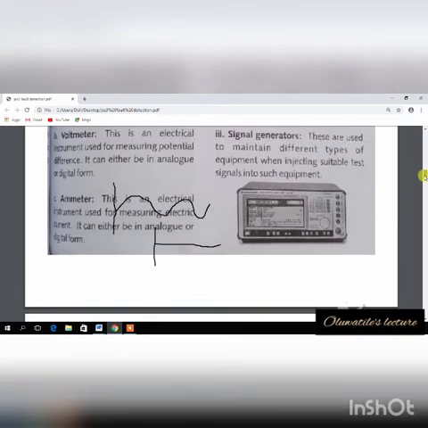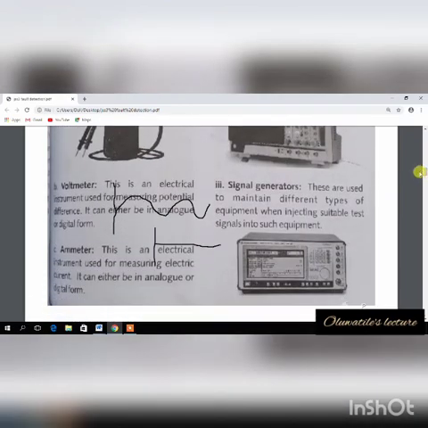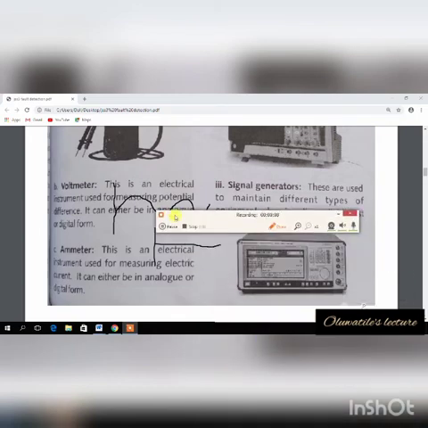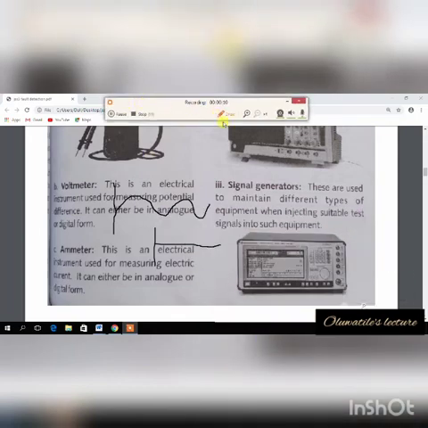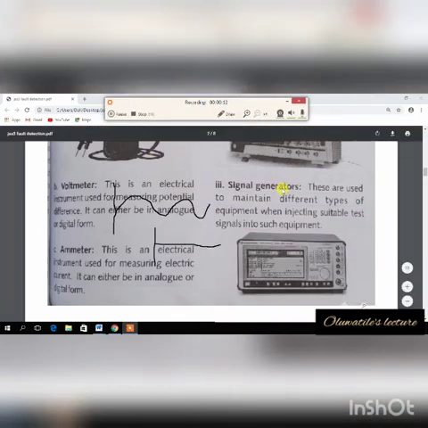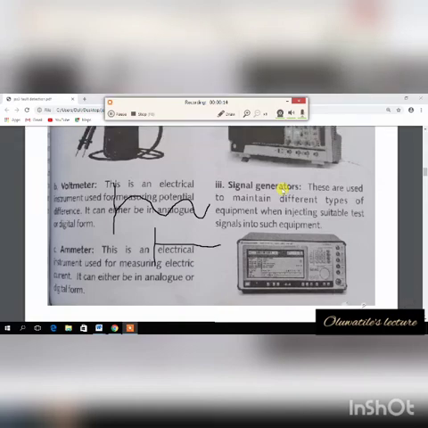The next one is called the signal generator. So this signal generator now is like this. Just wait. So these signal generators are used to maintain different types of equipment when injecting suitable test signals into such equipment. They are used in maintaining different types of equipment.